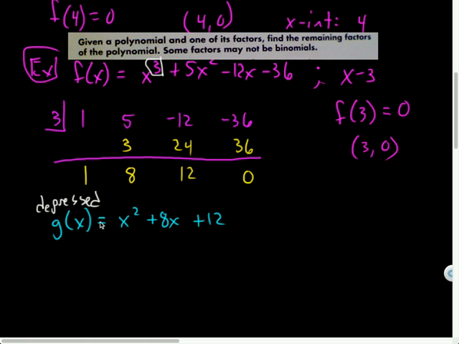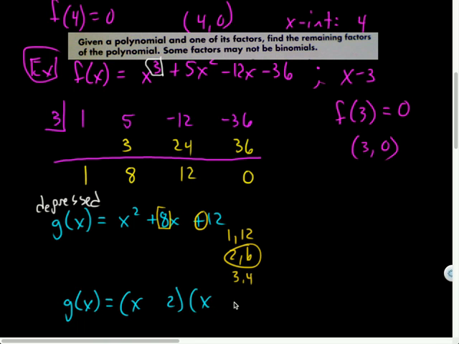AC method? We could AC method it. However, even better, because the coefficient of the leading term is 1, you can even do the shorter method. But you wouldn't be wrong for using AC. It'd just be a little bit more work. So find the factors of 12 that add to be 8, right? So 1 and 12, 2 and 6, 3 and 4. So 2 and 6 add to be 8. So I get g of x is equal to x with a 2 and x with a 6. And what are the signs of these going to be? Plus, plus.